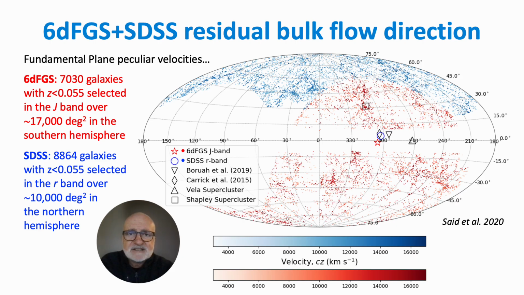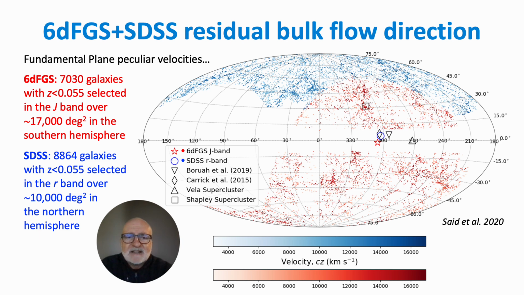The 6dFGS survey provides peculiar velocities based on fundamental plane distance estimates for about 7,000 galaxies over 17,000 square degrees of the southern hemisphere. Our analysis of the SDSS survey data provides additional fundamental plane distances and velocities for nearly 9,000 galaxies over about 10,000 square degrees of the northern hemisphere. Combining these gives a sample of about 16,000 galaxies covering 3/4 of the sky.